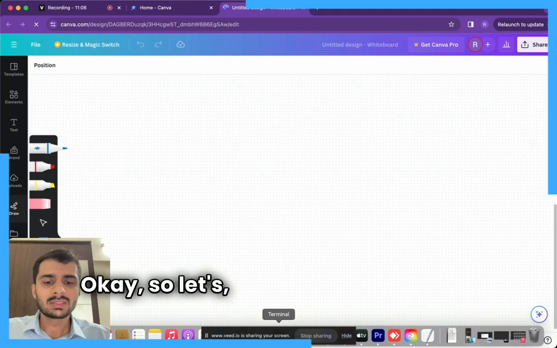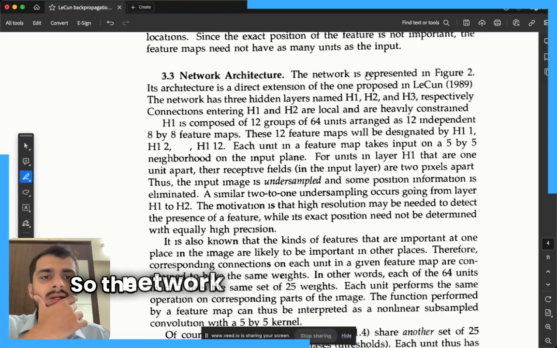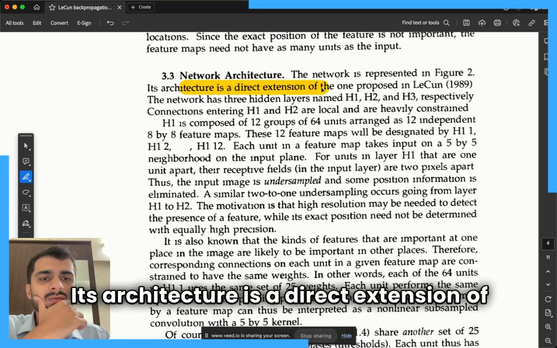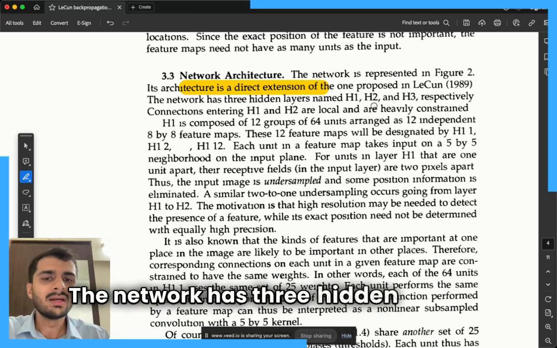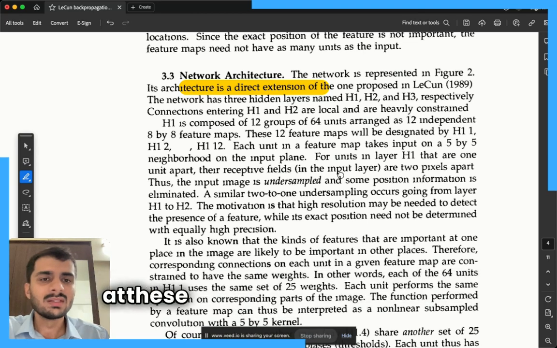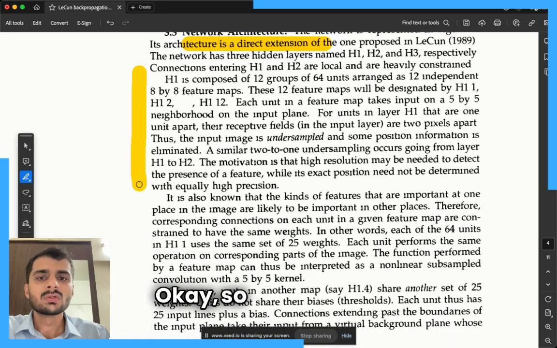Okay, let's start with the first paragraph. The network is represented in figure 2. Its architecture is a direct extension of the one proposed in LeCun 1989. The network has three hidden layers, H1, H2 and H3. So we are going to look at these three layers separately. Let's look at H1 first.